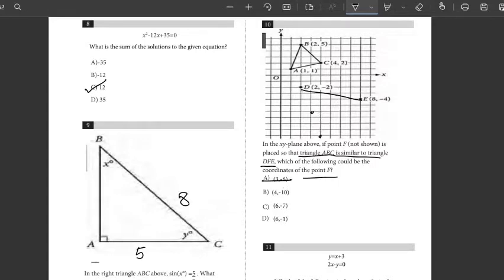Now that does seem similar, so that's fine. 6 and minus 7, 6. Okay, that does not seem similar, so we cut that as well. And minus 1, okay, even that does not seem similar. So by the process of elimination, we get that the 10th answer is B.